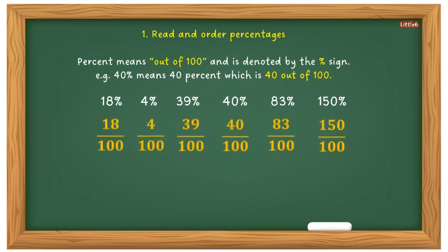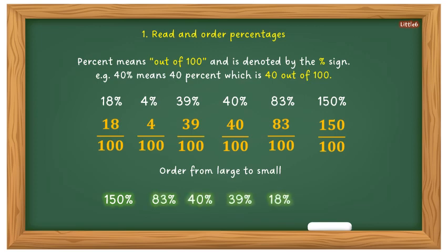So you can see here that 18% just means 18 out of 100, 4% just means 4 out of 100, 39 out of 100, and so forth. Then all you simply do is order from large to small, and you can see there that 150% is the biggest, 83% is the next, and then we proceed down the line till we get to the smallest value. And that's how you read and order percentages. It's fairly straightforward.